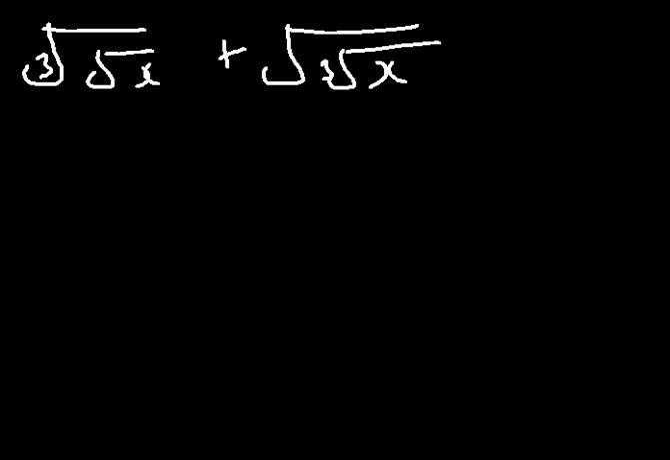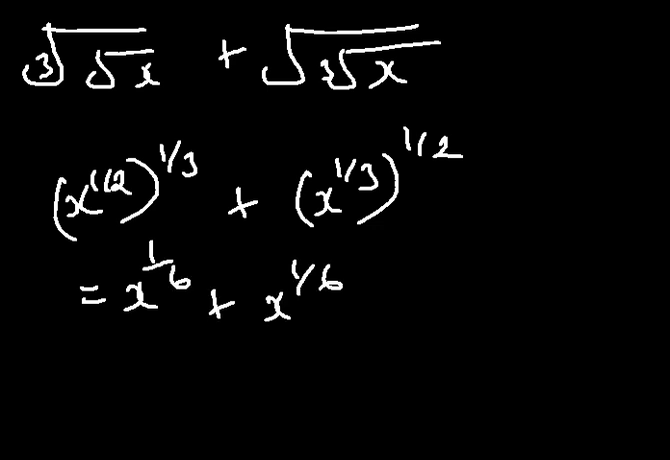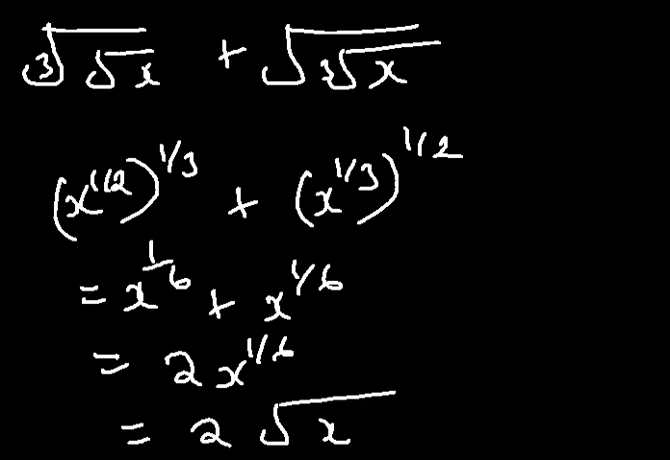In this case, I'll have it as x to the power 2, to the power half times 1 over 3, plus x to the power 1 over 3, to the power 1 over 2. So we'll have x to the power 1 over 6 plus x to the power 1 over 6. Now, these are like terms, we just have to add them. We'll have 2x to the power 1 over 6, which is the same as 2 times the 6th root of x. That is the working principle behind that.